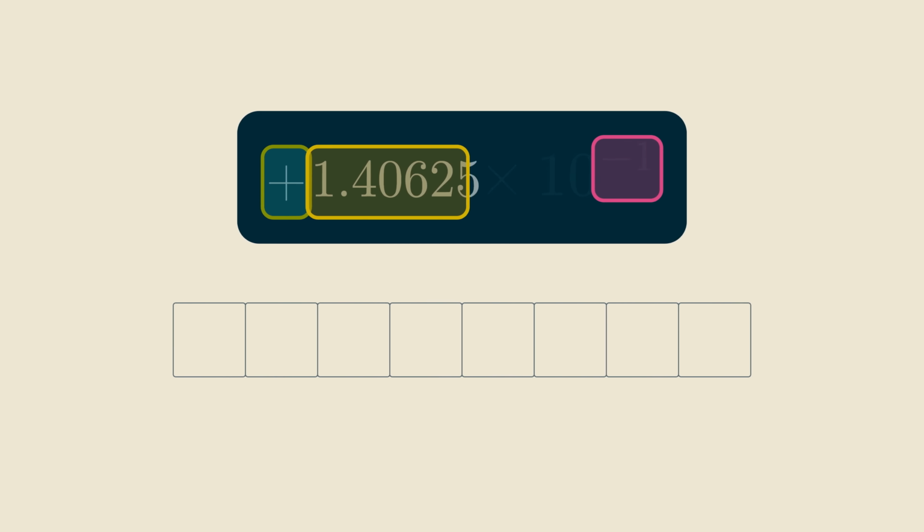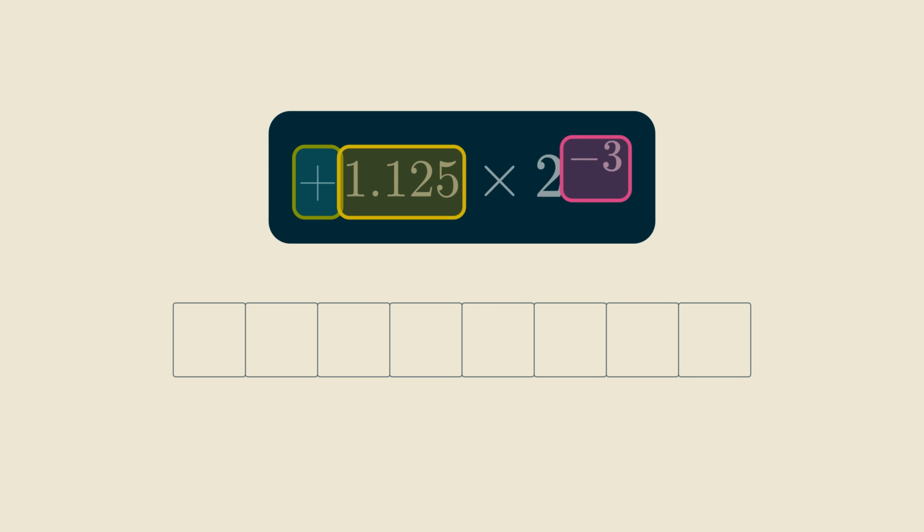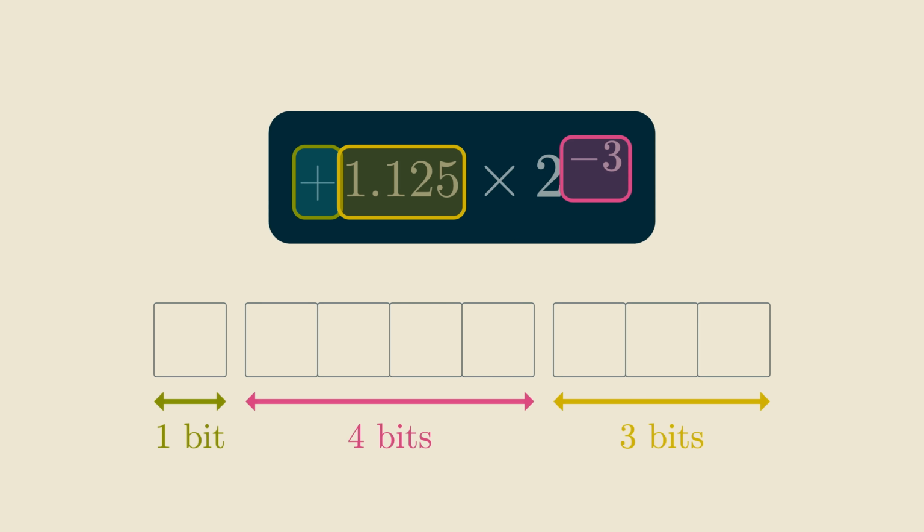First, let's rewrite our number using base 2 scientific notation. Next, we split our 8 bits into blocks of length 1, 4, and 3. The sign gets stored in the first bit. To store the mantissa more efficiently, we'll use the fact that the digit to the left of the separator must always be 1, so we don't have to store it at all. We'll only store the part after the dot. In this example, it's equal to 1/8, which can be written as 0.001 in binary. Finally, we have to store the exponent. We have 4 bits available, so we can store exponents from -7 to +8.